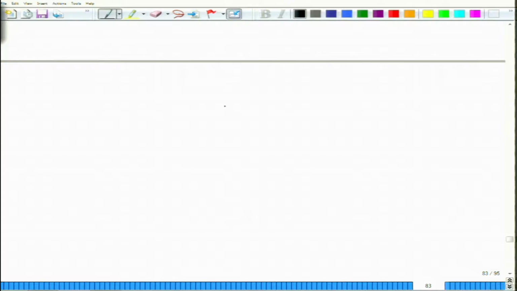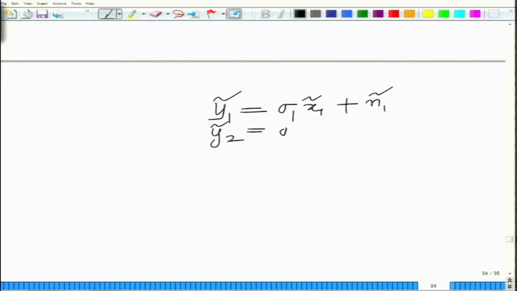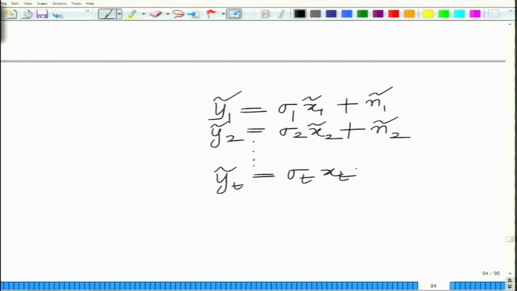So, what we have is a set of parallel channels: y1 tilde equals sigma 1 x1 tilde plus n1 tilde, y2 tilde equals sigma 2 x2 tilde plus n2 tilde, and so on, up to yt tilde equals sigma t xt tilde plus nt tilde, and this is your set of t parallel channels.